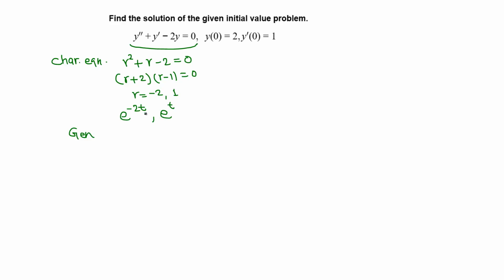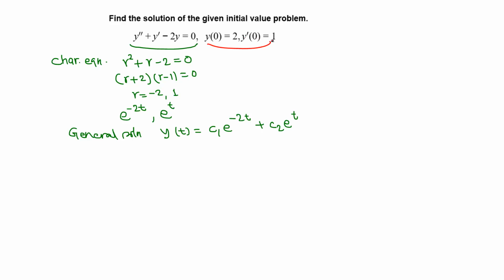Then their Wronskian is non-zero. They form a fundamental set of solutions, and the general solution will be y equals C1 first solution plus C2 second solution. Now, using the given initial conditions, we need to determine the values of C1 and C2.